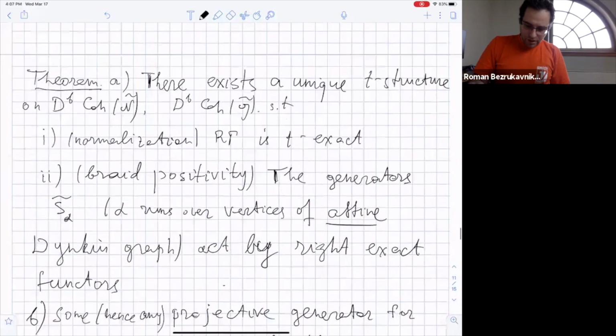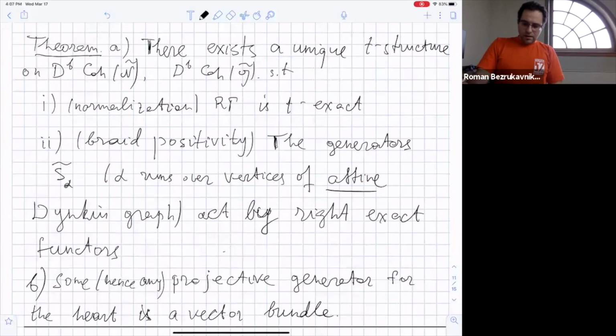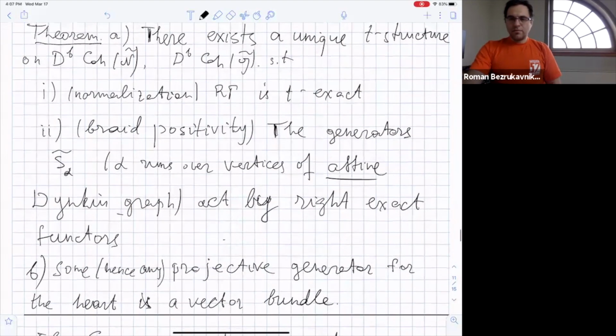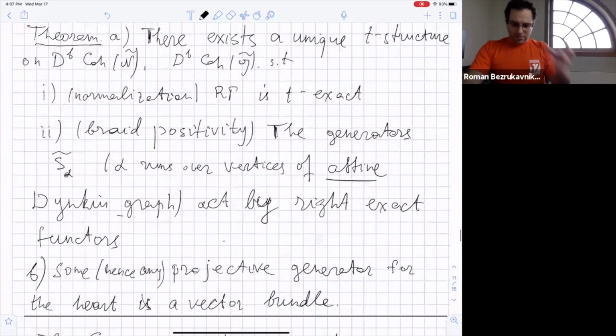But okay, to flesh it out a little bit, here is a formal theorem: there exists a unique t-structure on these two categories. There's a normalization axiom and there's a braid positivity axiom, and that's it. Normalization is that our gamma is t-exact, and that the generators, but now here I have to go back to the Coxeter generators, and that's essential. So alpha runs over the vertices of the affine Hecke graph. They act by, say, right exact functors. And then this t-structure has various nice properties. In particular, the projective generator of the heart is a vector bundle. That's what's called a tilting vector bundle in algebraic geometry.